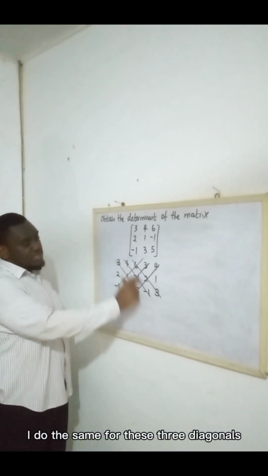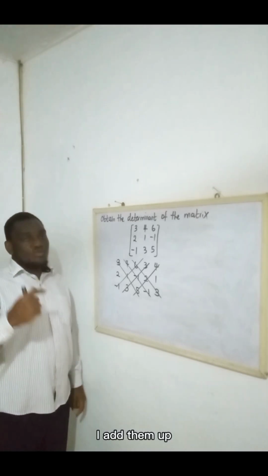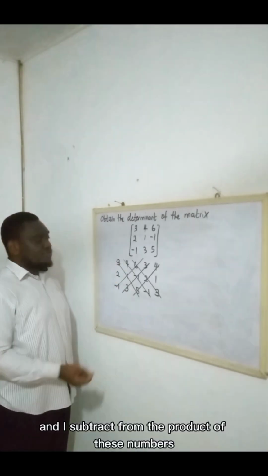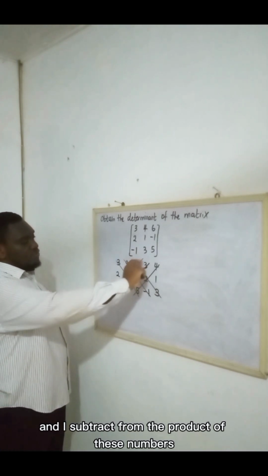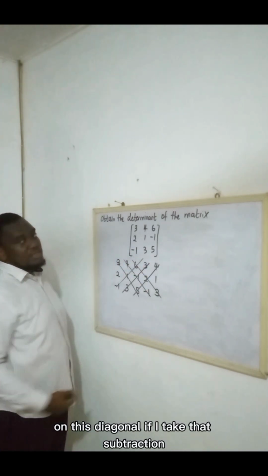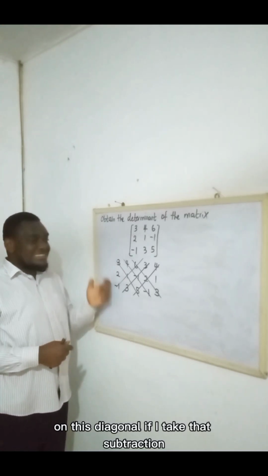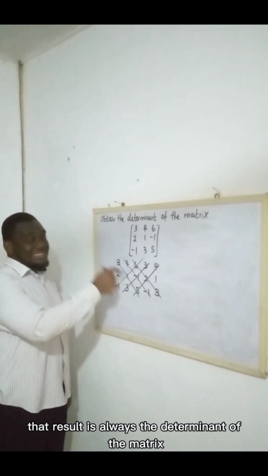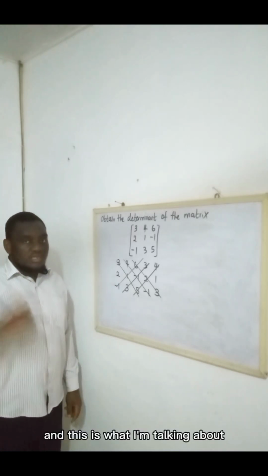Okay, so all I do is to obtain the product of the numbers on this diagonal. I do the same for these three diagonals. I add them up and I subtract the products of the numbers on the other diagonals. If I take that subtraction, that result is always the determinant of the matrix. And this is what I'm talking about.